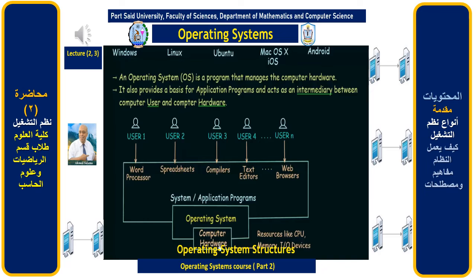And what is computer hardware? Computer hardware consists of resources like the CPU, which is the central processing unit, then memory, and the I/O devices, which means input-output devices. Memory consists of primary memory like your RAM and secondary memory like your ROM. These things I will explain in a detailed way in another lecture.